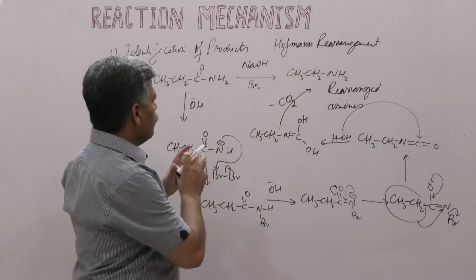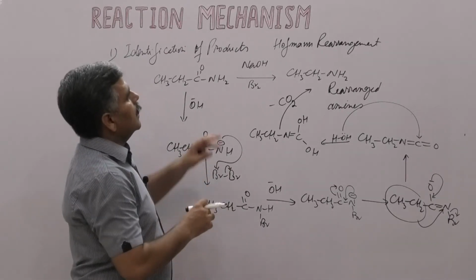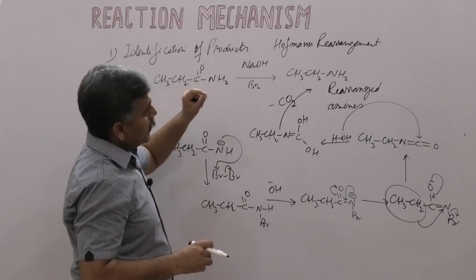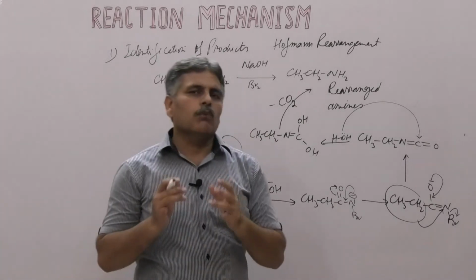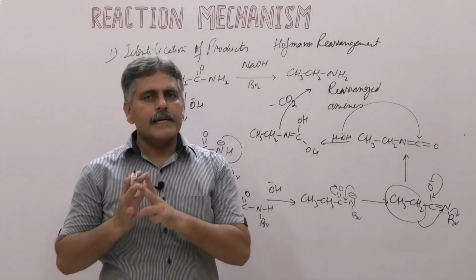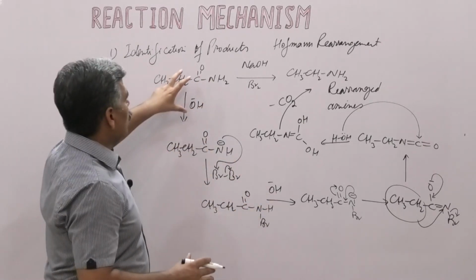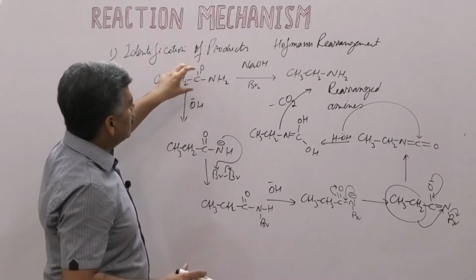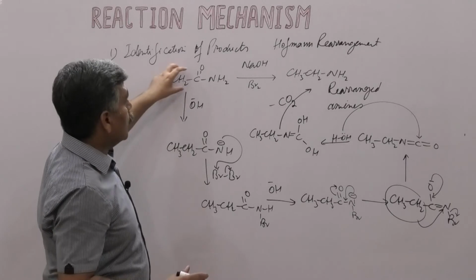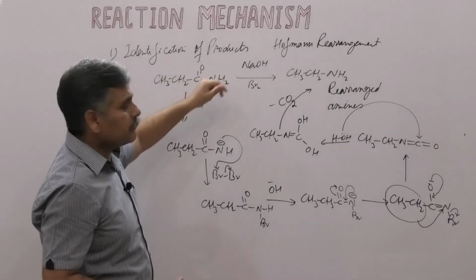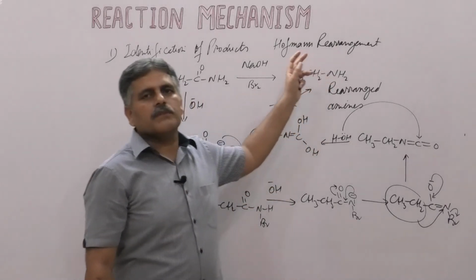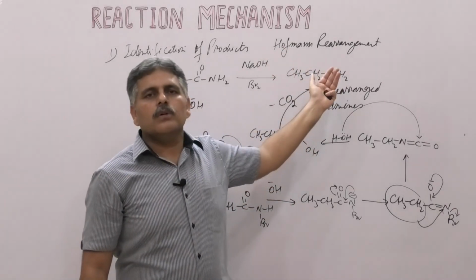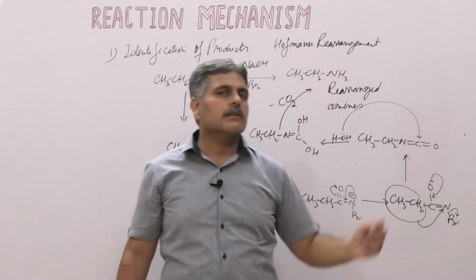So the mechanism which is able to explain the formation of all the products and the byproducts is the most acceptable mechanism for the reaction. Otherwise, if you hydrolyze this amide, it simply gives us carboxylic acid and ammonium, because this is a primary amide. But this mechanism actually explains the formation of this rearranged amine, and also the formation of this byproduct carbon dioxide.